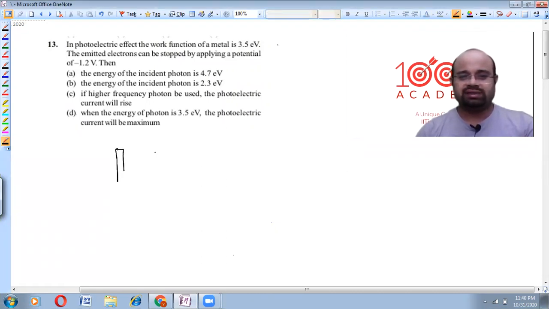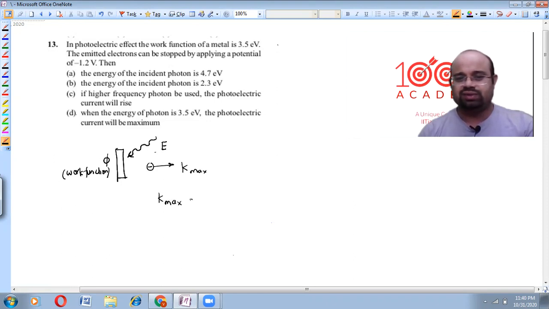suppose this is a metallic surface and a photon falls on it. According to Einstein's relation, the energy of this photon has to be greater than the work function. The amount of energy which is used in bringing the electron out from the metal is called the work function. The remaining energy goes to the electron in the form of kinetic energy, the maximum kinetic energy. So as per the Einstein equation, the maximum kinetic energy that goes to the electron is the total energy of the photon minus the work function, a simple energy conservation principle.